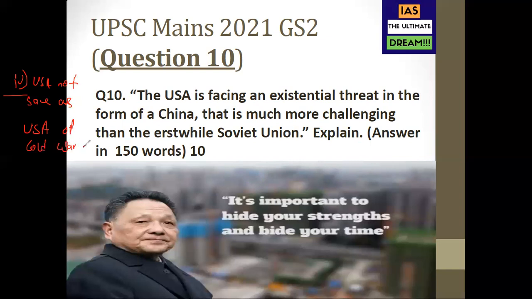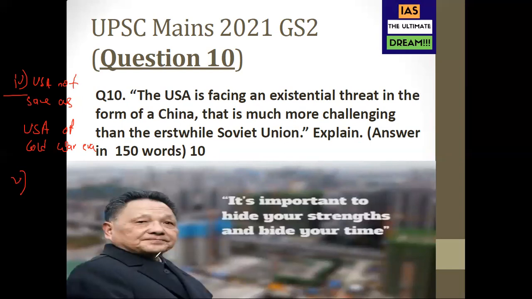If you want to play safe, you can say according to political experts. Don't say you are saying this. You can always add at the start, according to political experts, the USA of the Cold War era was different, and the current USA is very different from the USA of the Cold War era. So this will be your fourth point. What can be your fifth point?